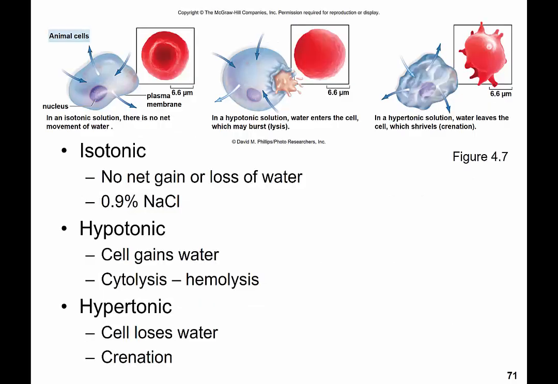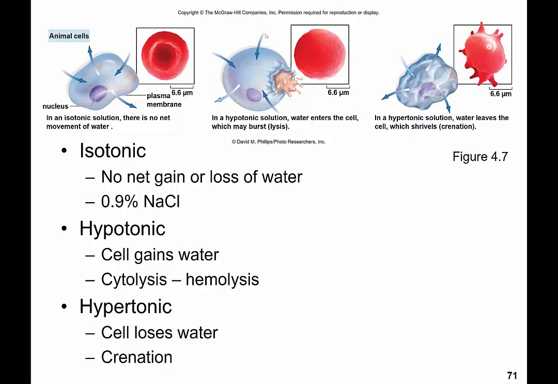If we're looking at an animal cell, such as a red blood cell, a 0.9% sodium chloride solution is isotonic. So that means there's an equal solute concentration in and out of the cell. If you place a red blood cell in a 0.9% sodium chloride solution, there is no net gain or loss of water. This is good if you're wanting the cell to maintain its shape and function.